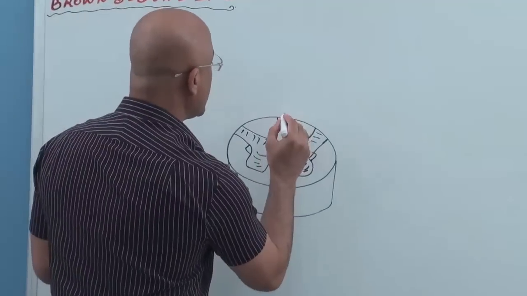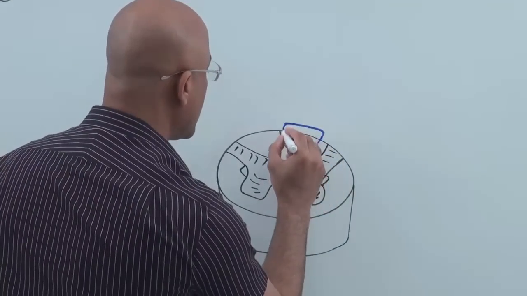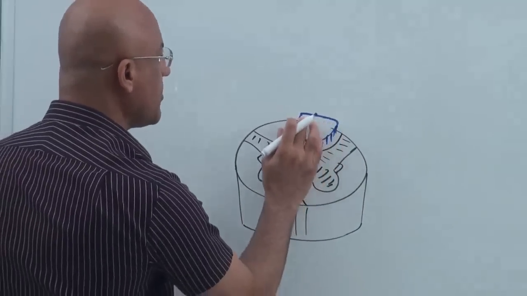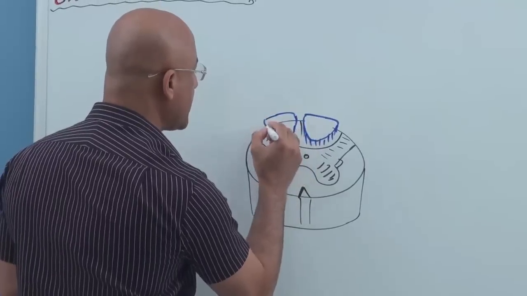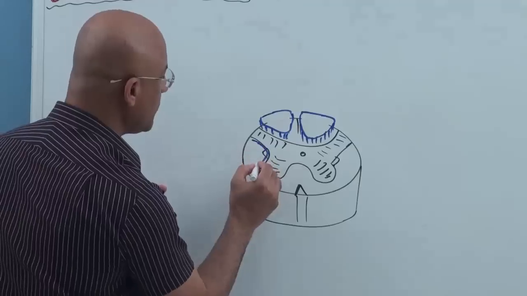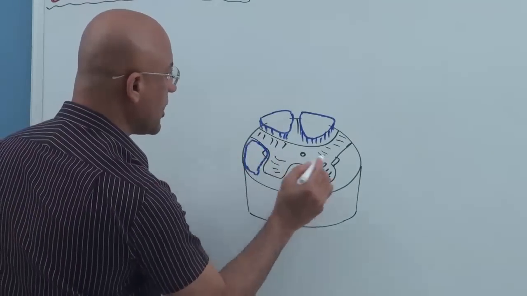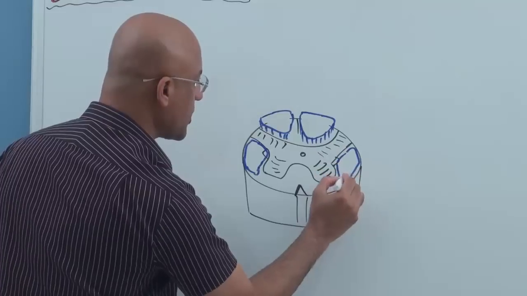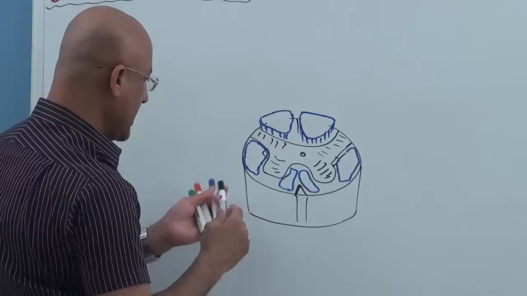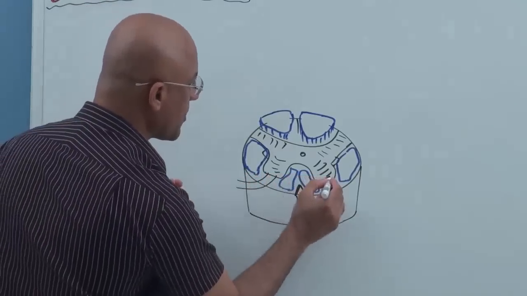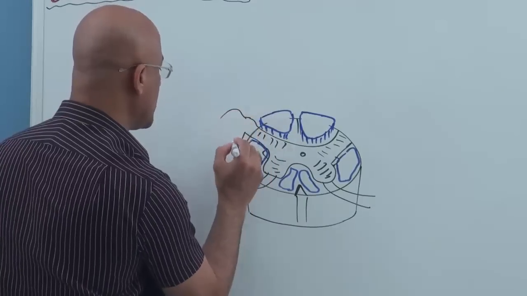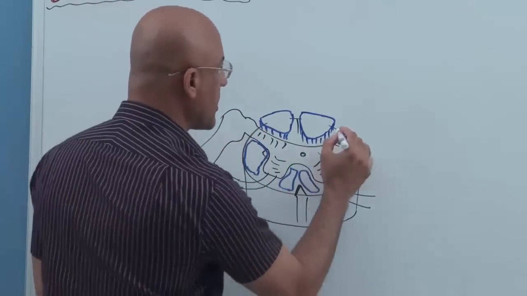And here is the dorsal column. What is this? Dorsal column, right and left. And here is your lateral column or funiculus, lateral funiculus, and here is the anterior funiculus. And naturally here are the anterior roots, right? And here is the posterior root with dorsal root ganglion, right?